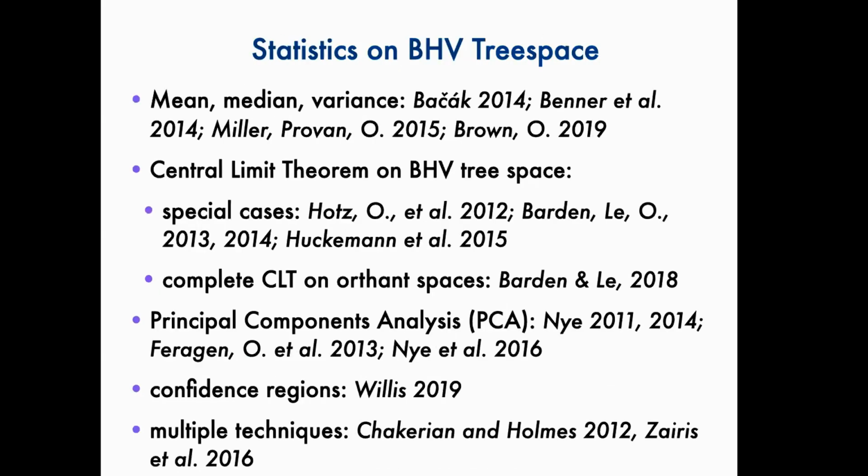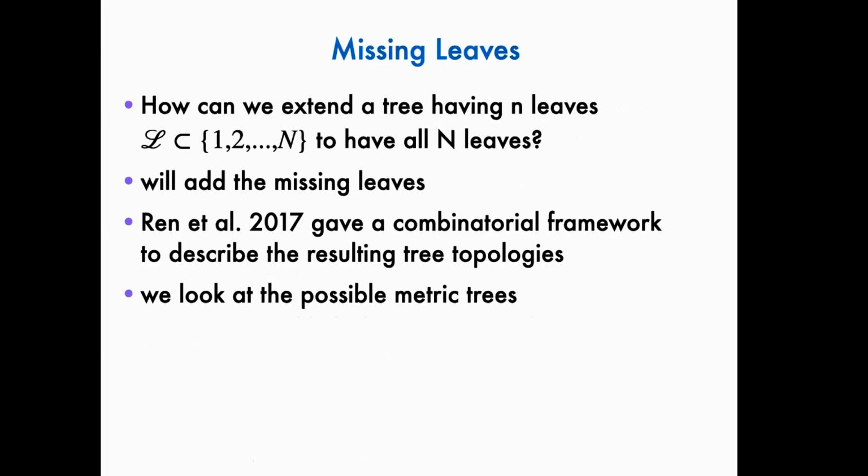There's also a lot of statistics on this space, which I mainly mention so you know it's out there. Things like how to compute mean, median, variance, central limit theorems, principal component analysis, confidence regions, and other statistical techniques, and there's probably stuff I'm missing here. The only problem is that all of these methods assume that your set of trees has exactly the same leaves, which, as we just saw, is not guaranteed. If you have thousands of gene trees, you would expect that some of them are missing some leaves. So we would like a way to statistically think about gene trees with missing leaves and analyze them, or perhaps find the overall species tree, or a tree that can accommodate them all.